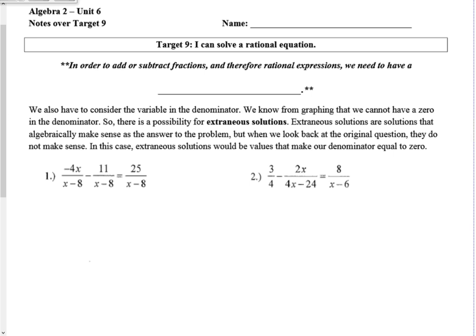Today we'll be going over the notes on Target 9, solving a rational equation. In order to add or subtract fractions, and therefore rational expressions, we have to have a common denominator. So remember, whenever you add and subtract fractions, you've always had to find the common denominator between them. That is also going to hold true as we solve our rational expressions.